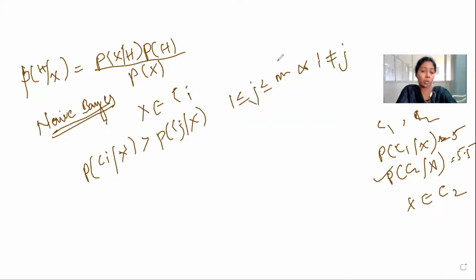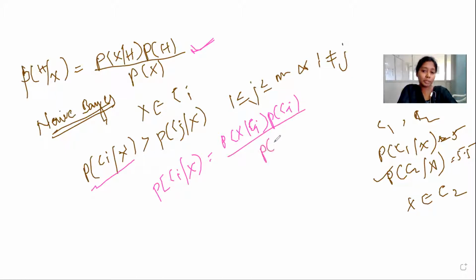Our goal is to calculate the posterior probability for each and every class. So how do we calculate P(Ci|X)? From the Bayes theorem we have this formula. Just replace H with Ci: P(Ci|X) is equal to P(X|Ci) times P(Ci) divided by P(X).